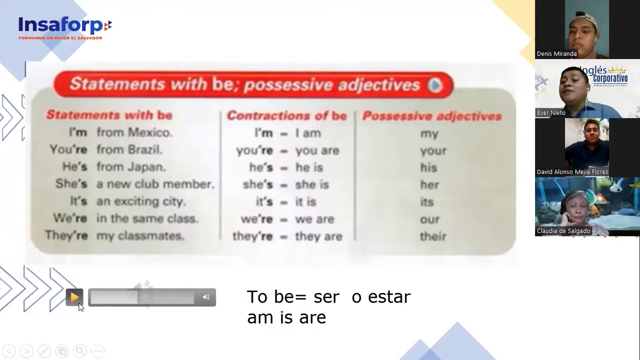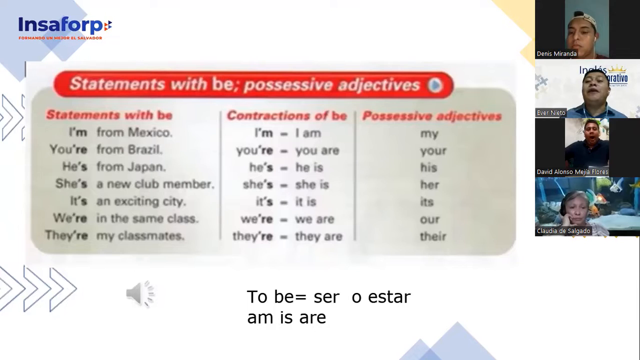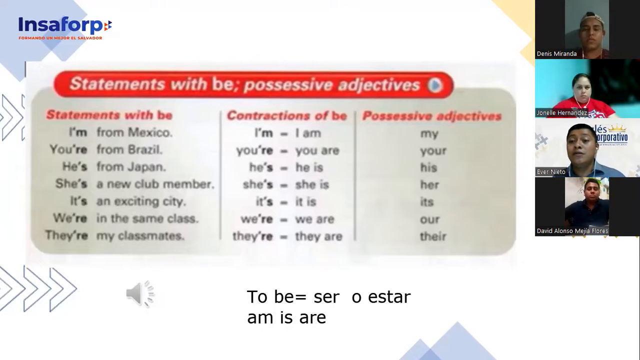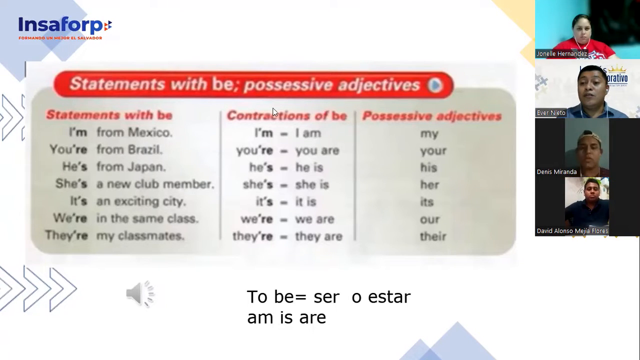Okay, one volunteer to read this example, please. Who wants to participate? Denise, do you have a question? Denise Miranda, do you have a question? Or do you want to participate? No question. Janelle, thank you so much. Can you please read the example?